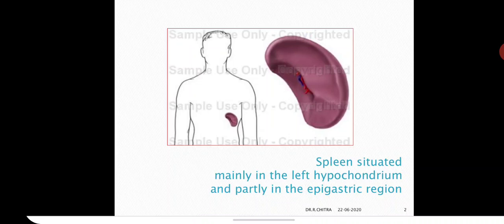Spleen, which belongs to the reticuloendothelial system, is situated mainly in the left hypochondrium and partly in the epigastric region. For every organ in the abdomen, you should start with its situation in relation to the 9 quadrants of the abdomen. That's the first important point. Here the spleen is situated mainly in the left hypochondrium.